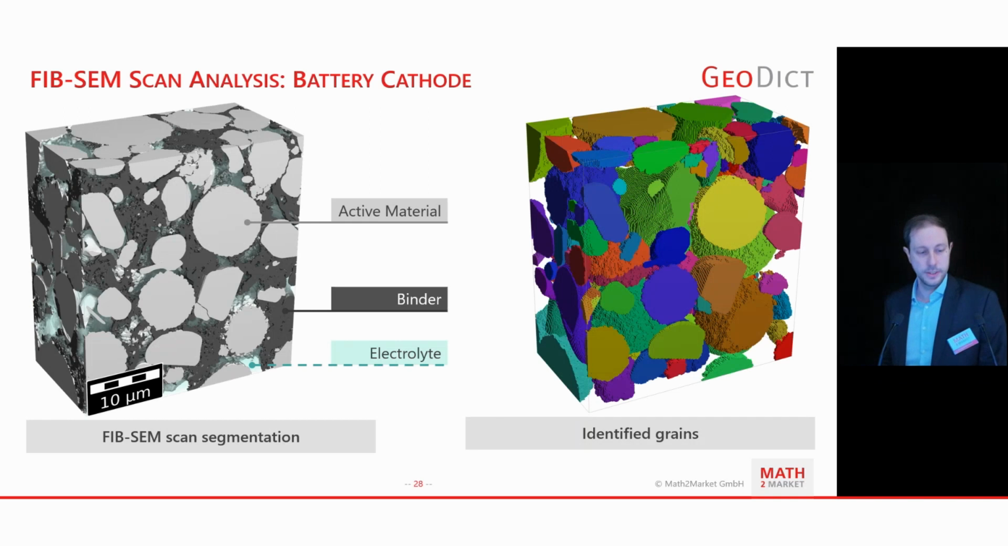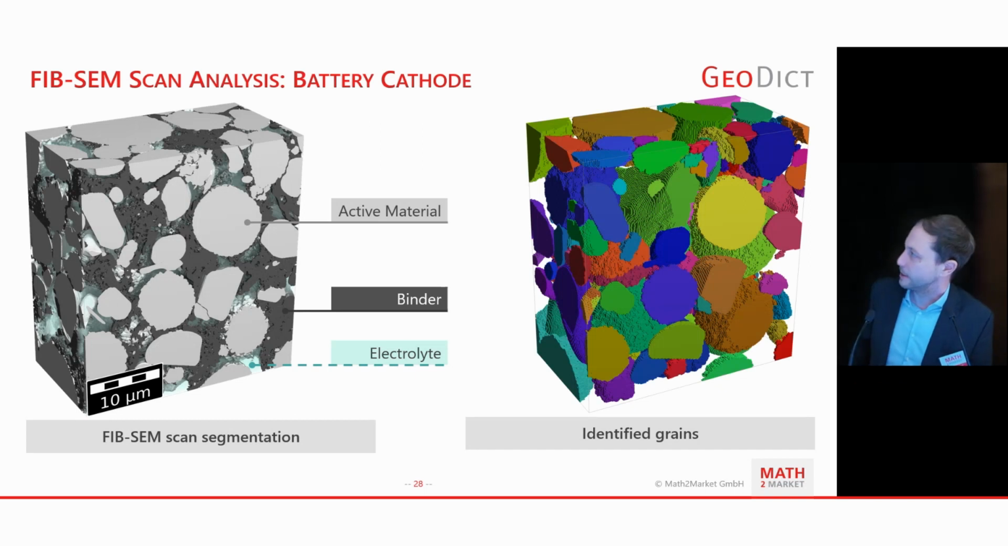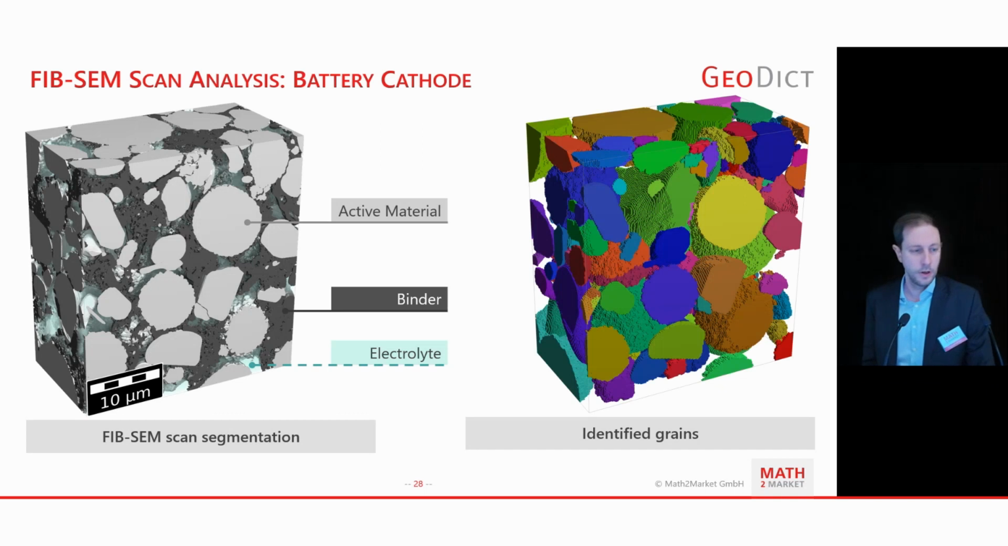Here on the left side, you see we have the segmentation of this scan, and we can easily understand what is binder and what is active material. And if we go further and use Identify Grains on this, we have simple coloring for each grain. And on the top, you may see there is one grain that is colored in 4 different colors because it's cracked in smaller parts.